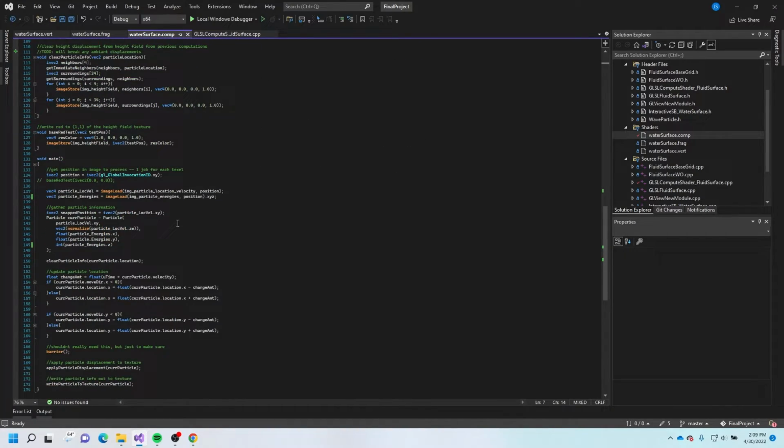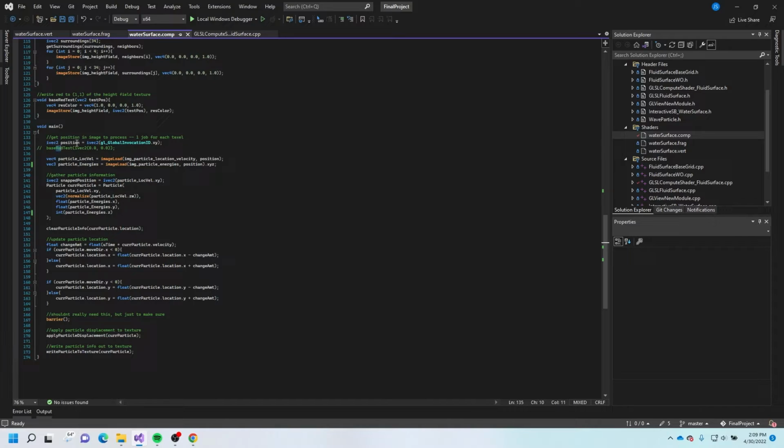Either way, we come in here and it gets its main position. This is the position of the particle in texture memory. So of the two particle textures that we saw earlier in Nsight, this is going to be the texture coordinate for that information for this specific particle that's running. So it goes ahead and pulls in these two vectors from that and generates a particle struct from those.